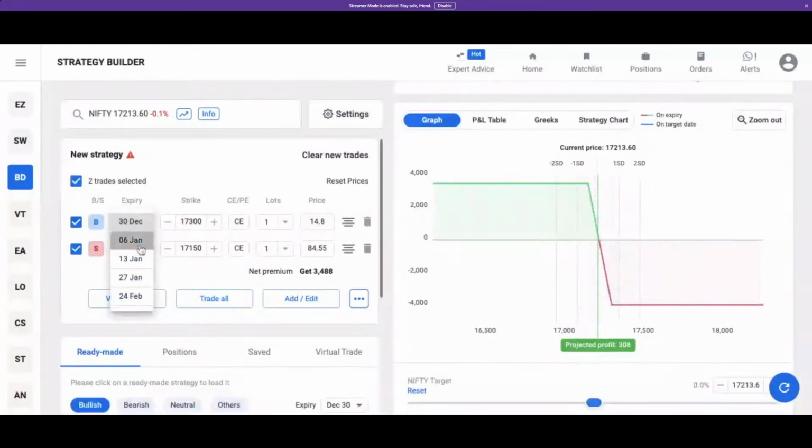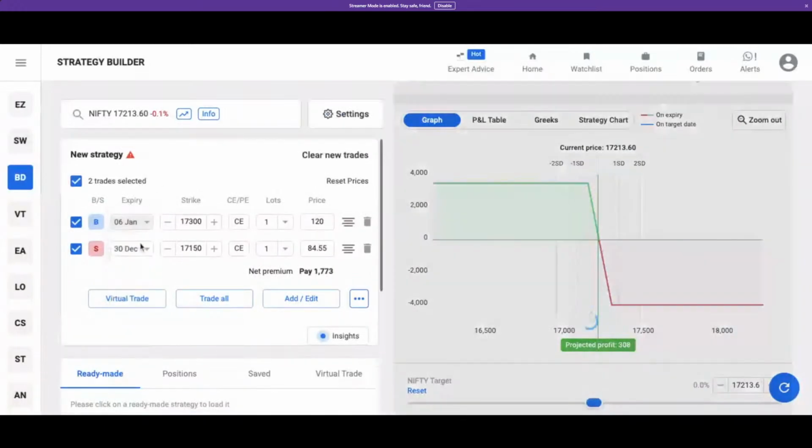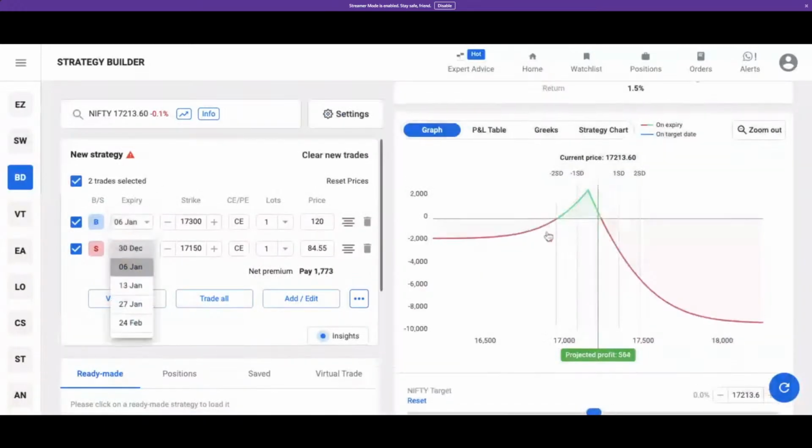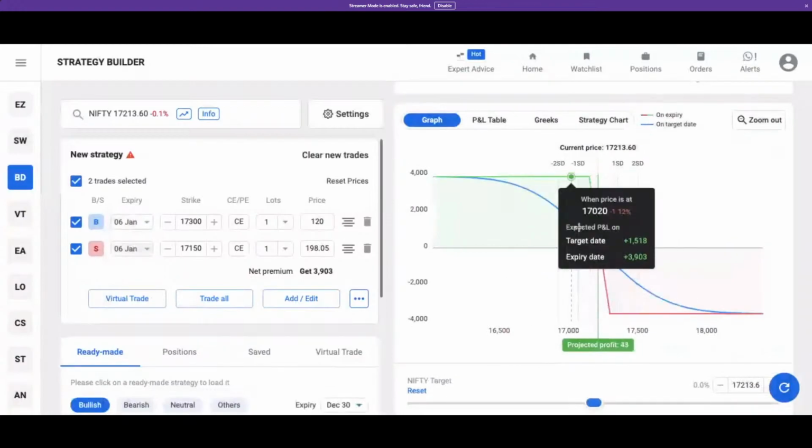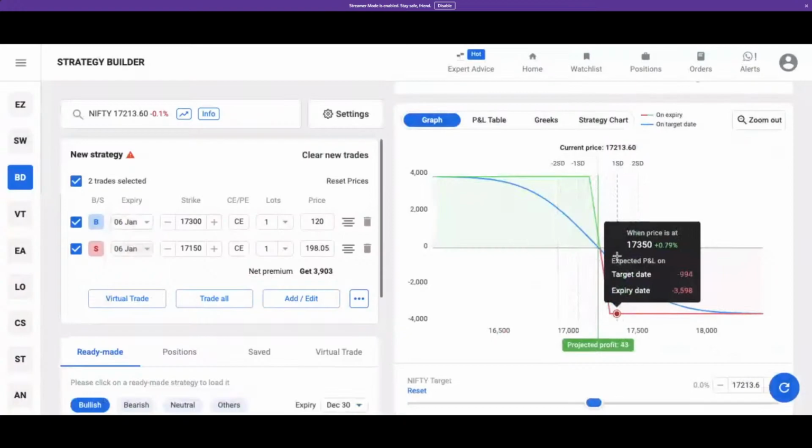Now over here, since this is the final day, you're just seeing one line. But let me just change this expiry date and then you should be able to see a difference. Let me change this to 6 Jan. Yeah, you can see this blue line, right? Now this blue line is where your profit and loss will actually be at. So if you exit before the last day, you will make a limited loss.